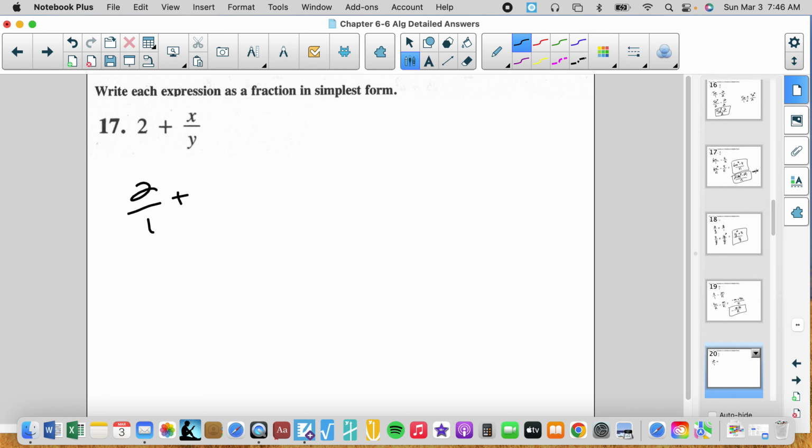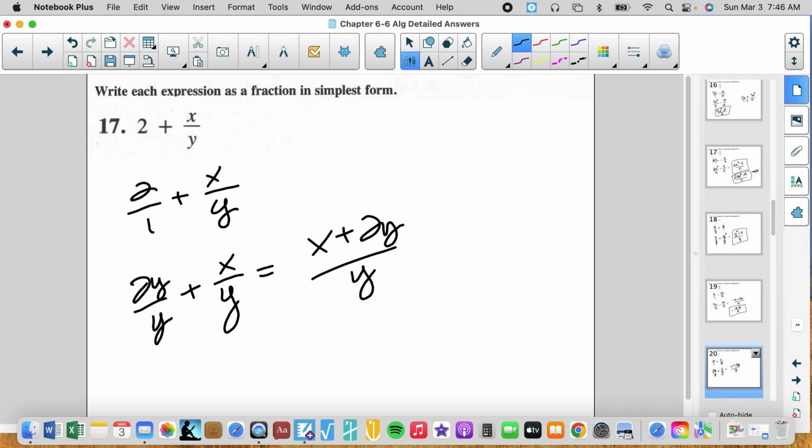2 over 1 plus x over y. That's going to be 2y over y plus x over y. We're going to do the x before the 2y over y. Standard form.